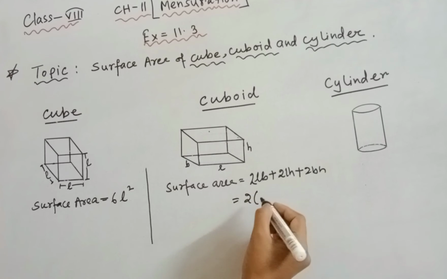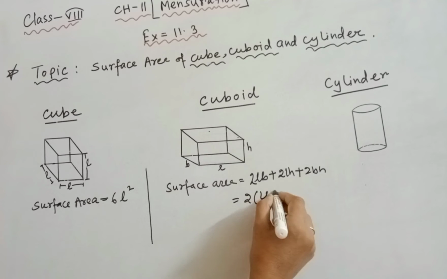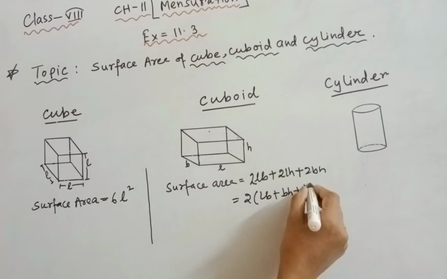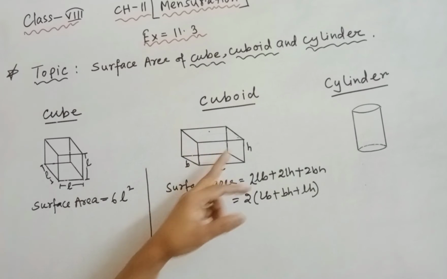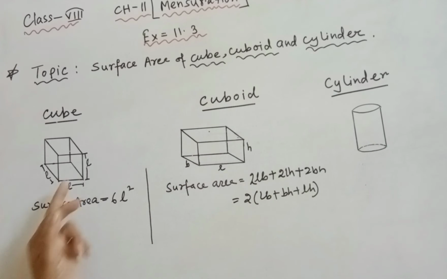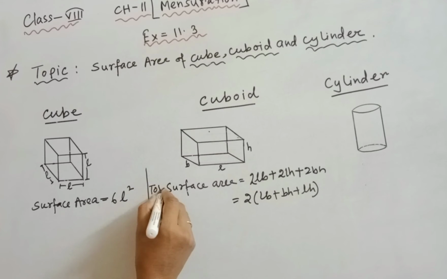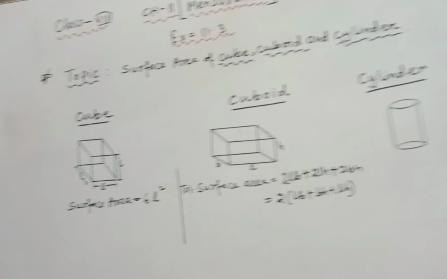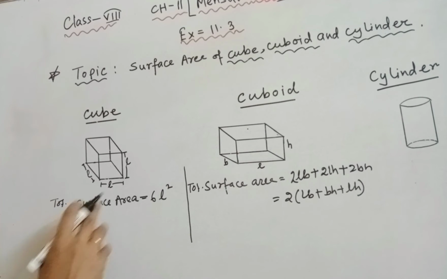Now you can take 2 as common. You know how to do factorization. Whatever is common here is 2. So 2 into LB plus BH plus LH. Okay, now this is the total surface area, that means all the surface area of the cuboid, 2 into LB plus BH plus LH. When we are taking all the sides, we say this is the total surface area. In the cube also, this will be the total surface area. If it is total surface area, then another surface area must be there.